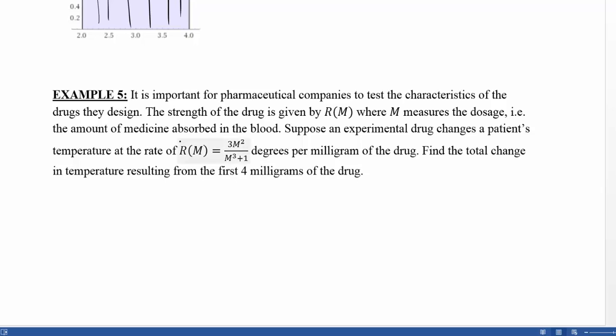So here, again, this is the rate that we're given, and it's the rate at which the temperature is changing. So if we want to understand how much the temperature changed for the first 4 milligrams, that means we need to integrate this rate to find the definite integral of the area under this function from 0 to 4.